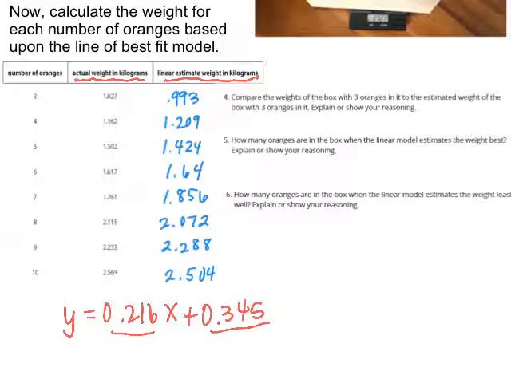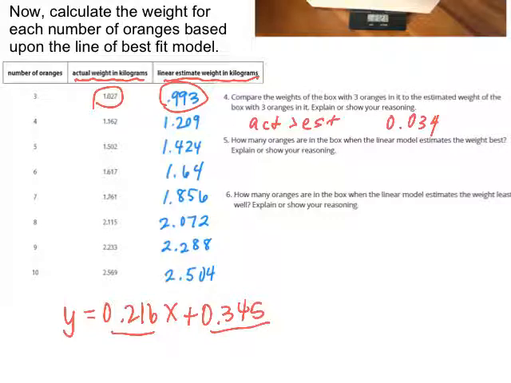All right, let's answer these 3 questions over here. Compare the weight of the box with 3 oranges in it to the estimated weight of the box with 3 oranges in it. So they really want you to compare this estimate to the actual. And we can see that actual is greater than the estimate. If I do a quick subtraction, 1.027 minus 0.993, we end up with a value of 0.034. That's a pretty small difference. They're really close.